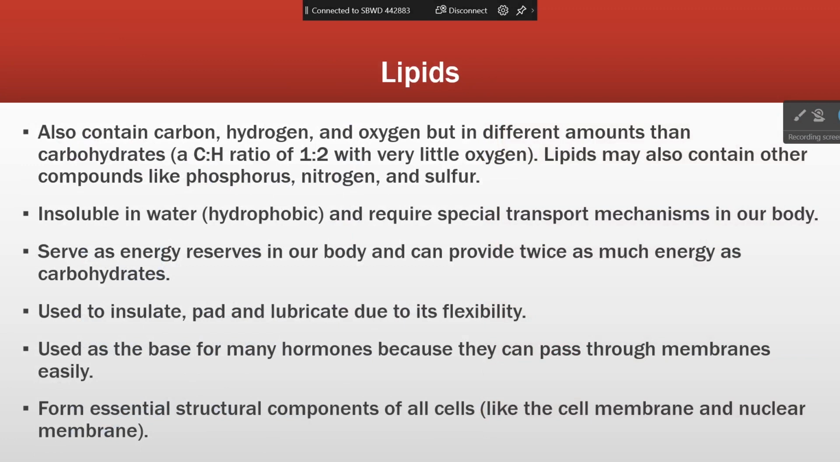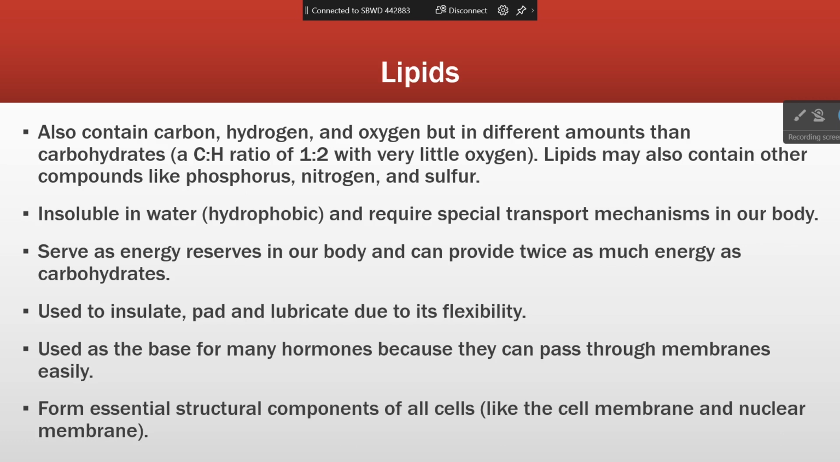Okay, so carbohydrates, that's top. Lipids is next. What's a human being made of? Carbohydrates, proteins, and fats. All right, fats. Lipids also contain carbon, hydrogen, and oxygen, but the ratios are different. Usually it's a C to H ratio of 1 to 2 with very little oxygen present. These lipids can also have a variety of other molecules or compounds present in them as well.